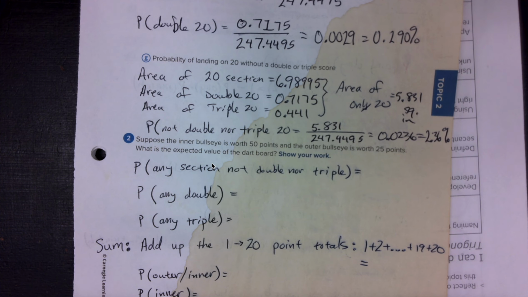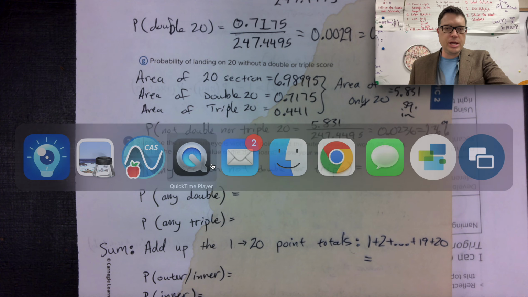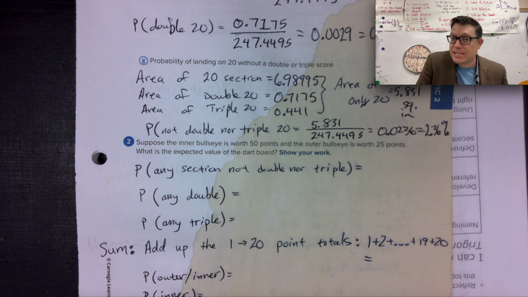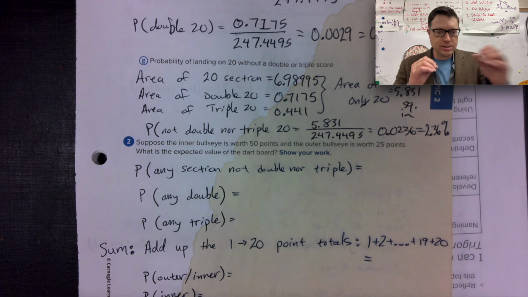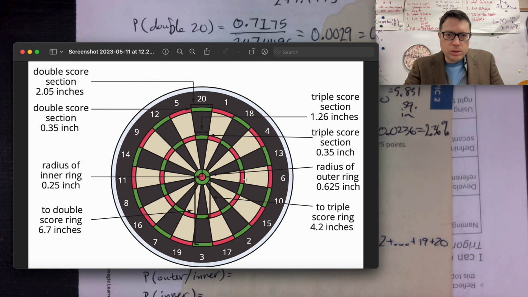Okay, now we're on to question two. Suppose the inner bullseye is worth 50 points, and the outer bullseye is worth 25 points. What is the expected value of the dartboard? So, bring this into consideration. They're saying if you land in the red, you just get a plus 50, and if you land in the green, you get a plus 25.